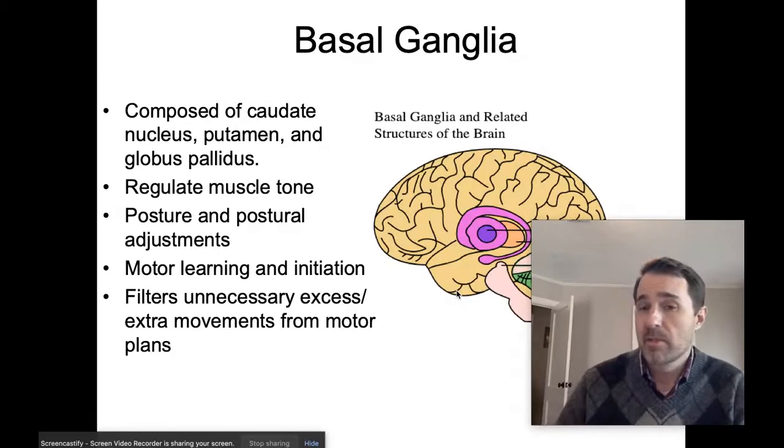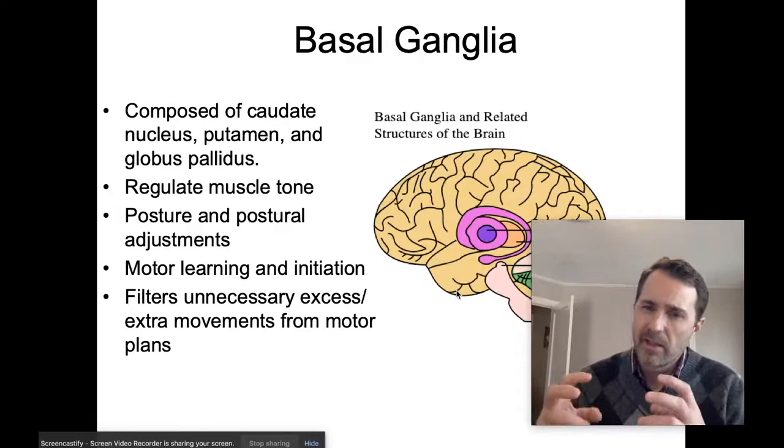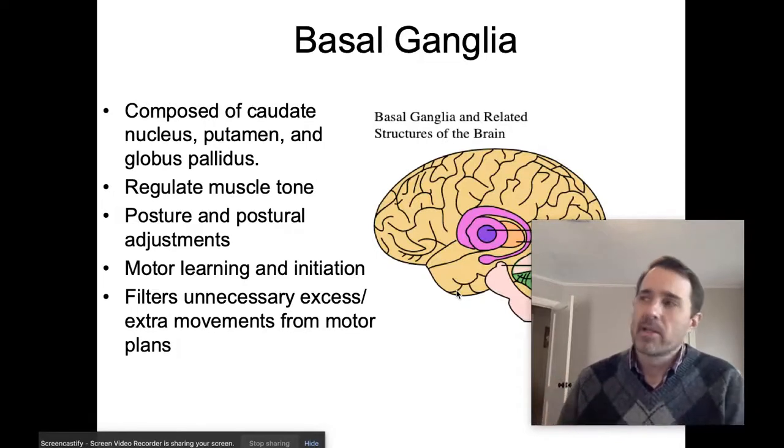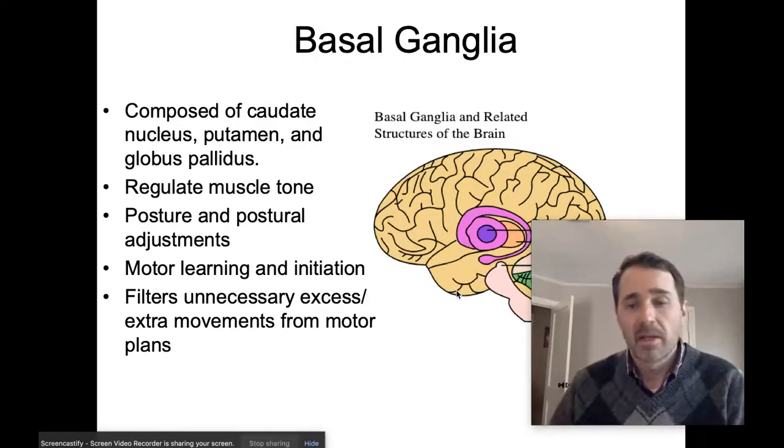You don't want your muscles to be too tight. You don't want them to be too loose. The basal ganglia regulates that. The basal ganglia also regulates your posture and your postural adjustments.